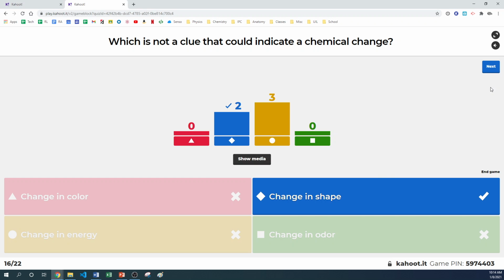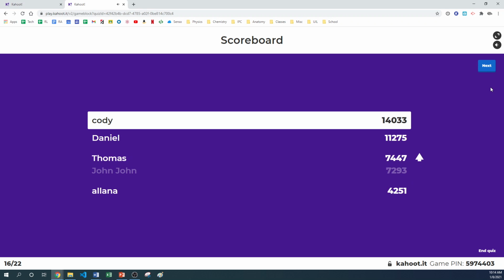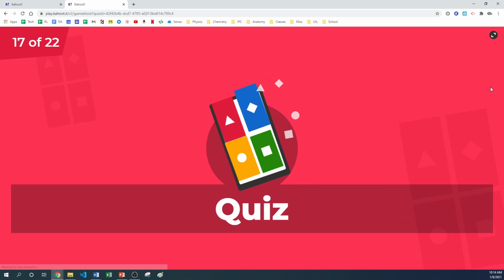Change in shape could go both ways, so it's usually not an indication of a chemical change. Usually, a change in shape is an indication of physical change. When a tomato rots, it changes shape. So you can't really use the fact that it changed shape to indicate that. For example, when water freezes, it expands, but that's physical.